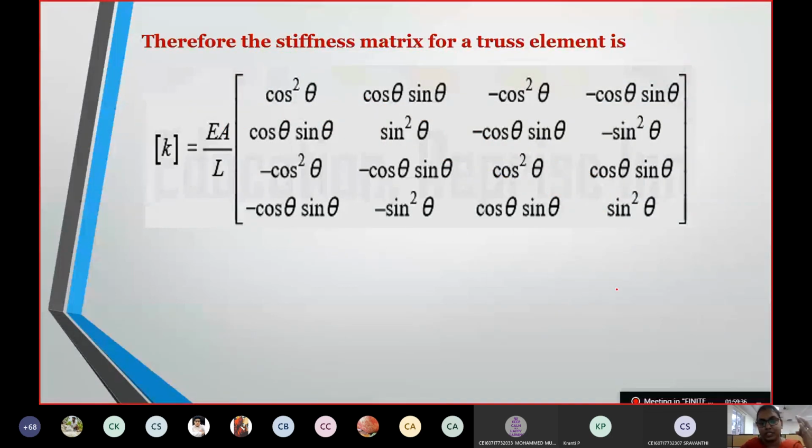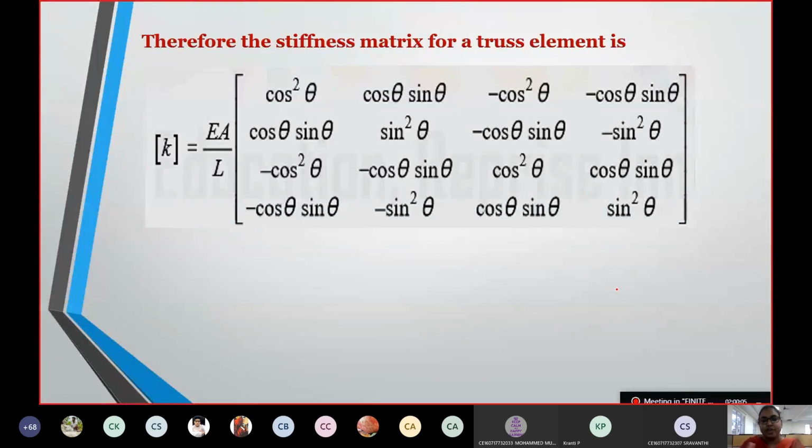3 points we have seen. If at all your internal will be in bits or in multiple choices, this will be asked. Even in short answers, previous year FEM paper, short answers, the properties of stiffness matrix were asked to explain. All right. So it is a square matrix. All the diagonal elements will be positive. It is a symmetric matrix. All right. That you can make a note of.